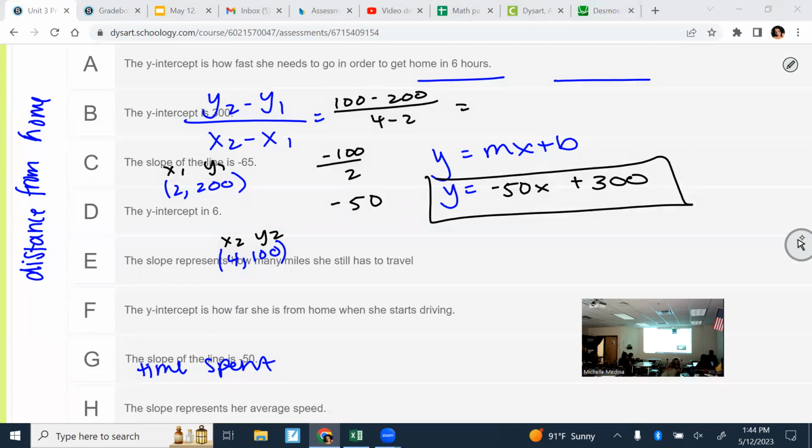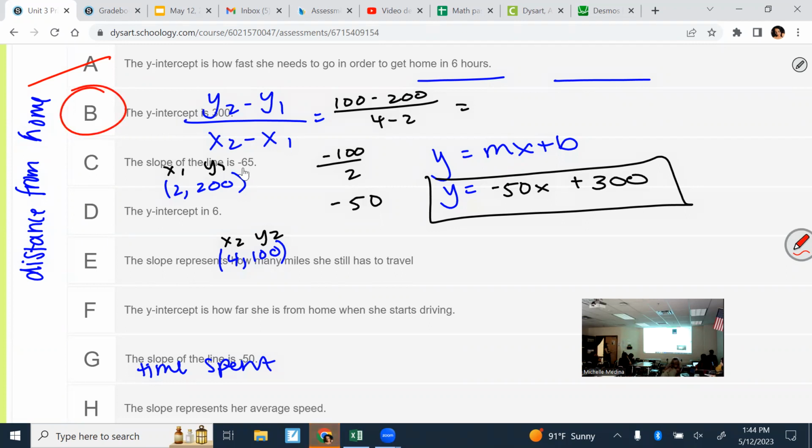What is the 300? The 300 is her distance from home when she started, right? Because the y-axis is distance from home as time passes. So when she started at her y-intercept, it was 300. So it's definitely not going to be the speed she needs to go. B, at least on my screen, yes, the y-intercept is 300.